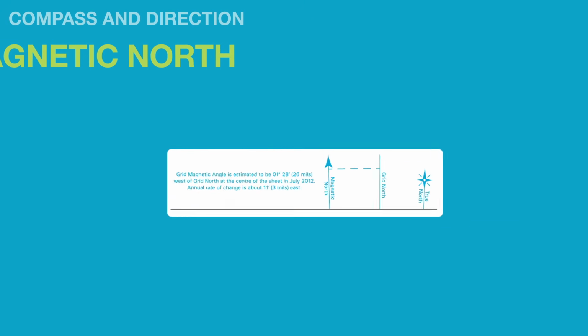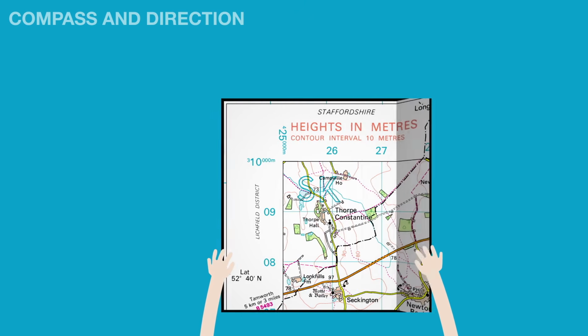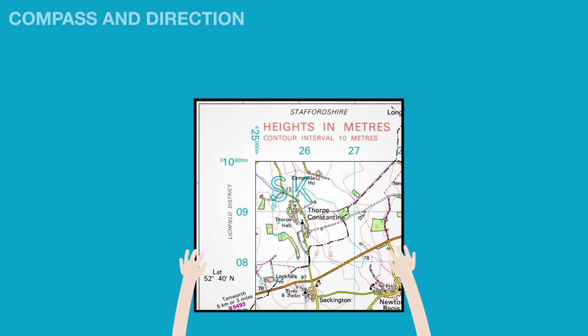To help orientate yourself when using an Ordnance Survey map, it is worth noting that the map is always printed with north at the top. This is common for most other types of maps, but not all.